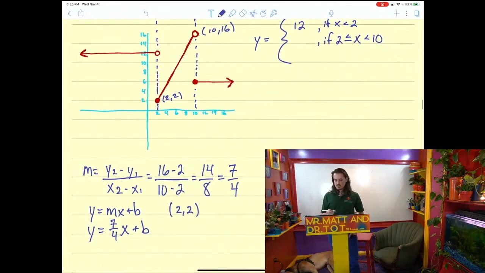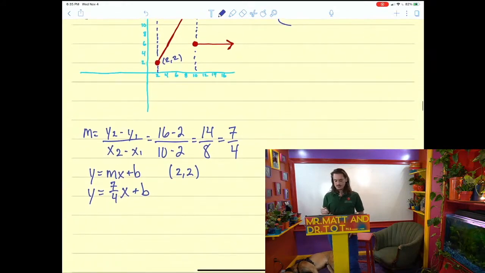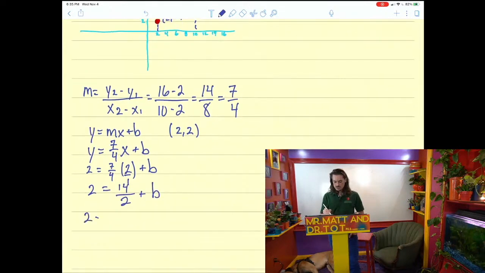So if we know that (2, 2) occurs on this line, because we can see that it does, then we can plug in 2 for y, and we can plug in 2 for x: 2 equals 7/4 times 2 plus b. So remember, 2 can be written as a fraction as just 2 over 1, if that makes it easier to understand what's going on. 7 times 2 is 14, so 2 is equal to 14 over 2 plus b. So we're going to have 2 minus 14 over 2. It's a little bit of a review of fractions. I didn't mean this to be this long.